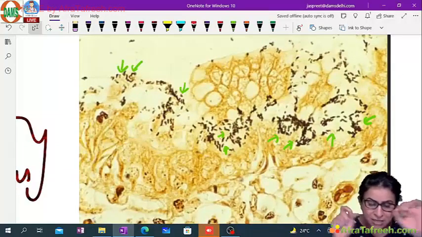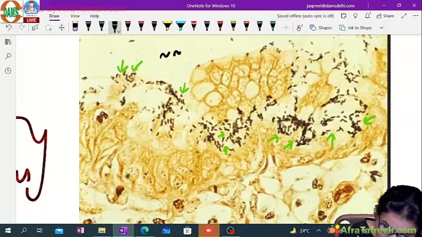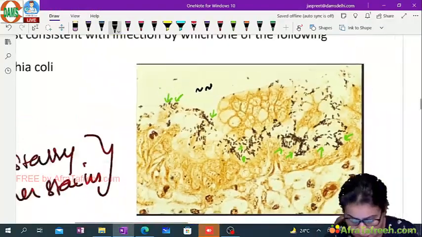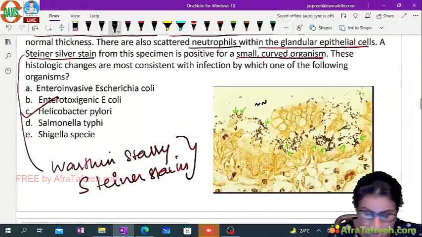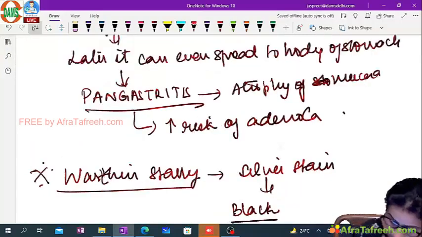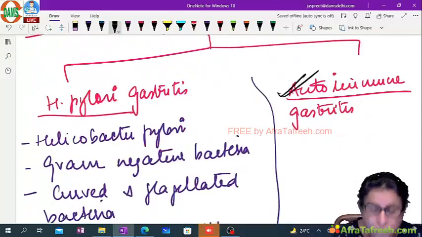All these black colored bacteria, which are curved, looking something like this, are all H. pylori. Silver stains like Warthin-Starry stain can be used to demonstrate this H. pylori infection. Now, the second cause of chronic gastritis is autoimmune gastritis.